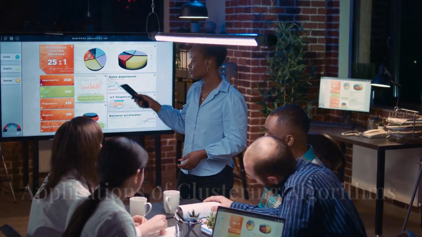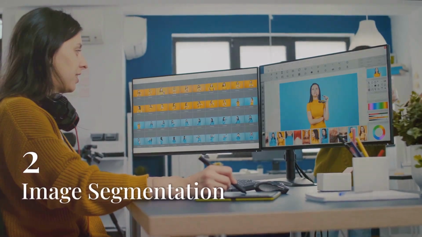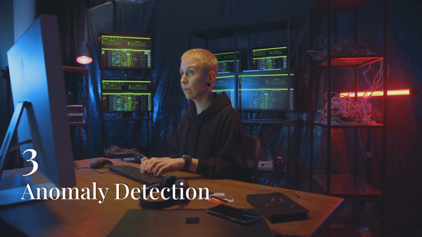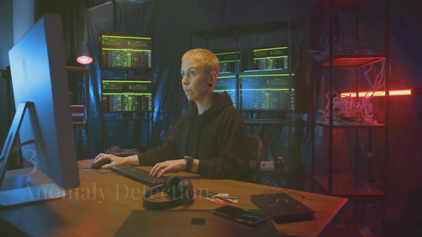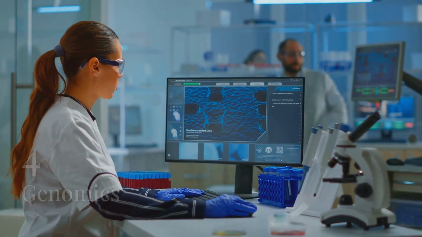Clustering algorithms are used in various applications. 1. Customer segmentation, grouping customers based on purchasing behavior. 2. Image segmentation, dividing an image into regions. 3. Anomaly detection, identifying unusual patterns in data. 4. Genomics, grouping genes with similar expression patterns.